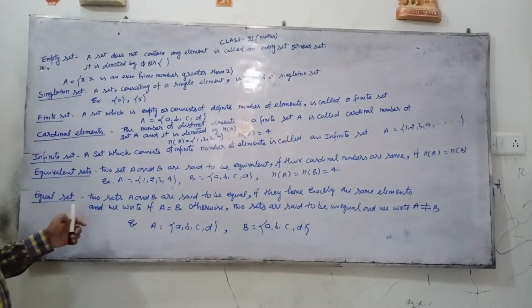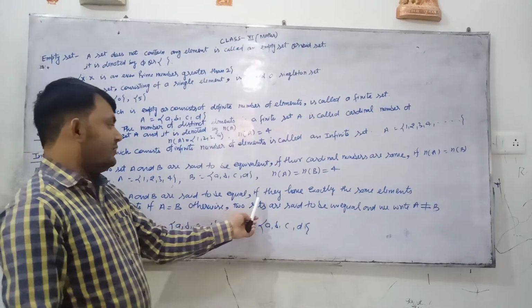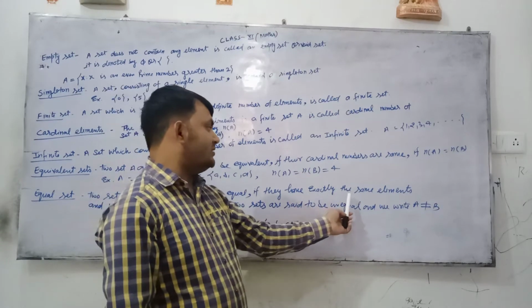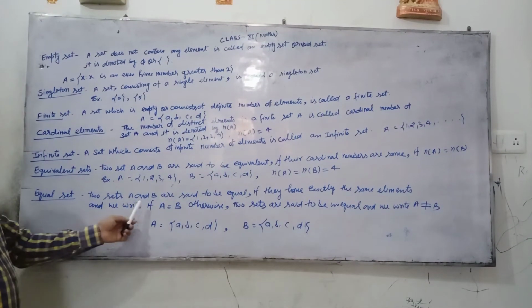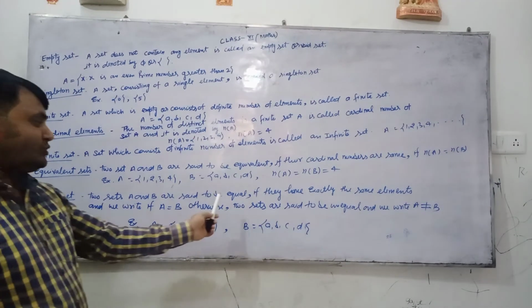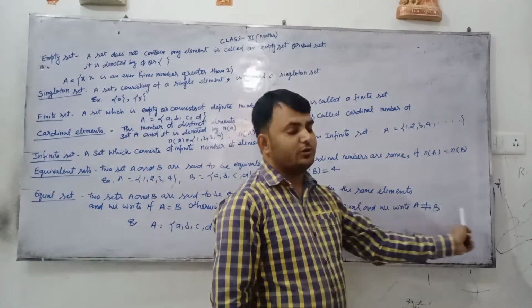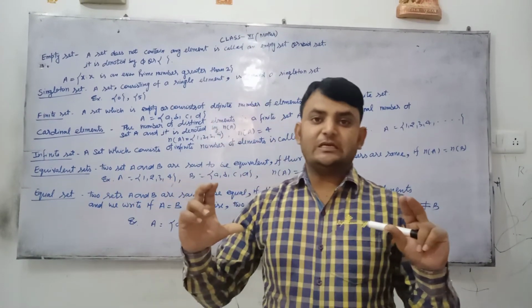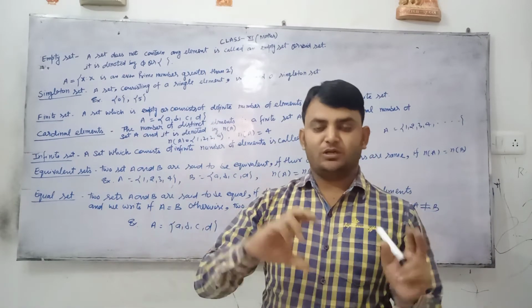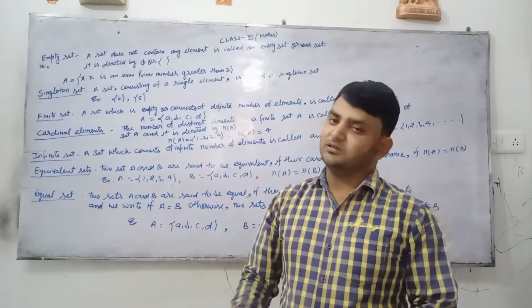Equal sets: two sets A and B are said to be equal if they have exactly the same elements, and we write A equals B. Otherwise, two sets are said to be unequal and we write A is not equal to B. If two sets are given and both have the same elements, then that is an equal set, otherwise unequal.